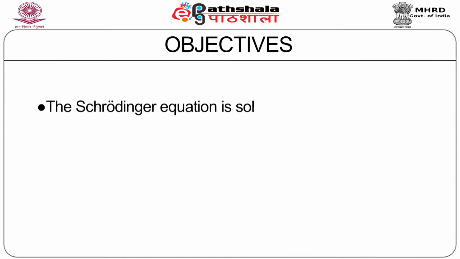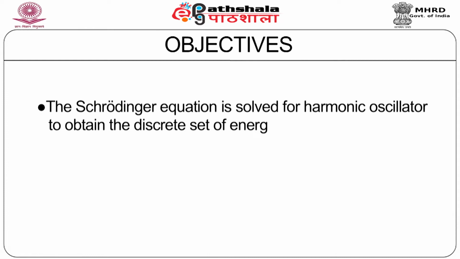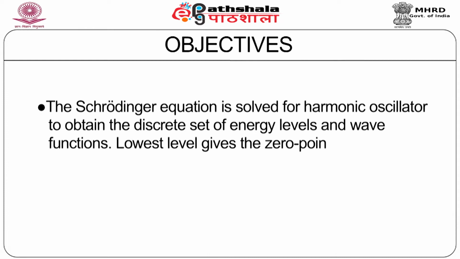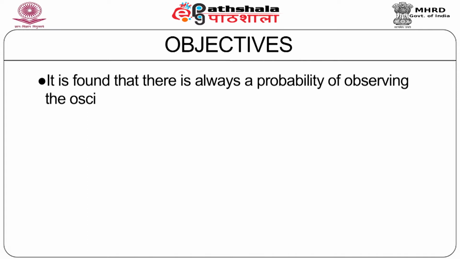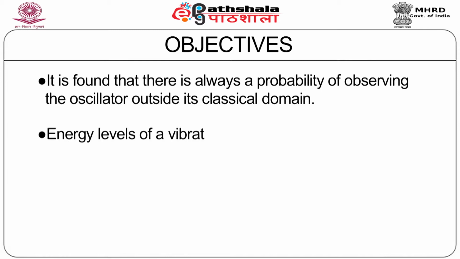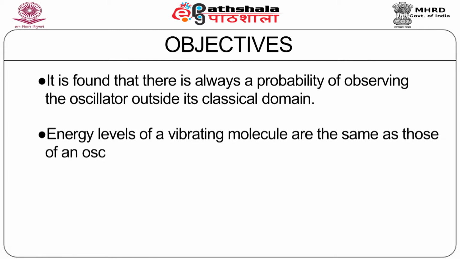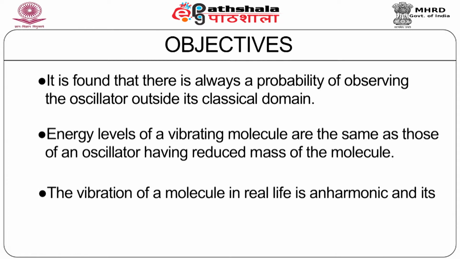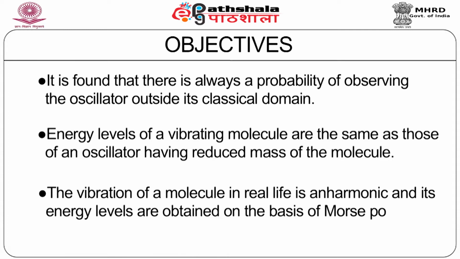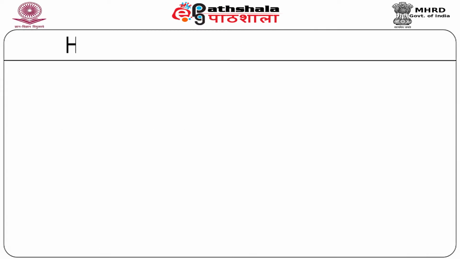The Schrödinger equation is solved for harmonic oscillator to obtain the discrete set of energy levels and wave functions. Lowest level gives the 0-point energy. It is found that there is always a probability of observing the oscillator outside its classical domain. Energy levels of a vibrating molecule are the same as those of an oscillator, having reduced mass of the molecule. The vibration of a molecule in real life is anharmonic, and its energy levels are best obtained on the basis of Morse potential. Let us come to the topics one by one.